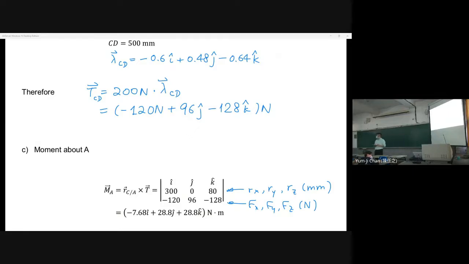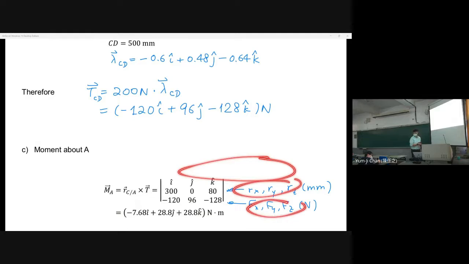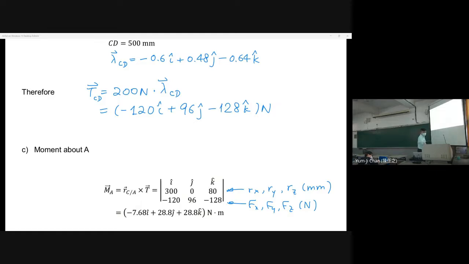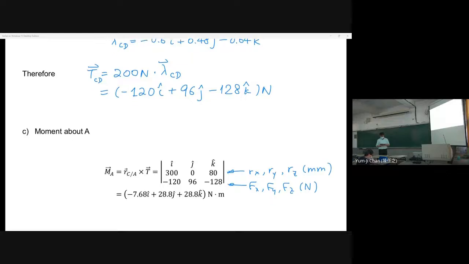Remember the first row is i, j, k, the second row is R, and the third row is F. If you are fine with that, before we finish the lecture today, let's go to the next page.